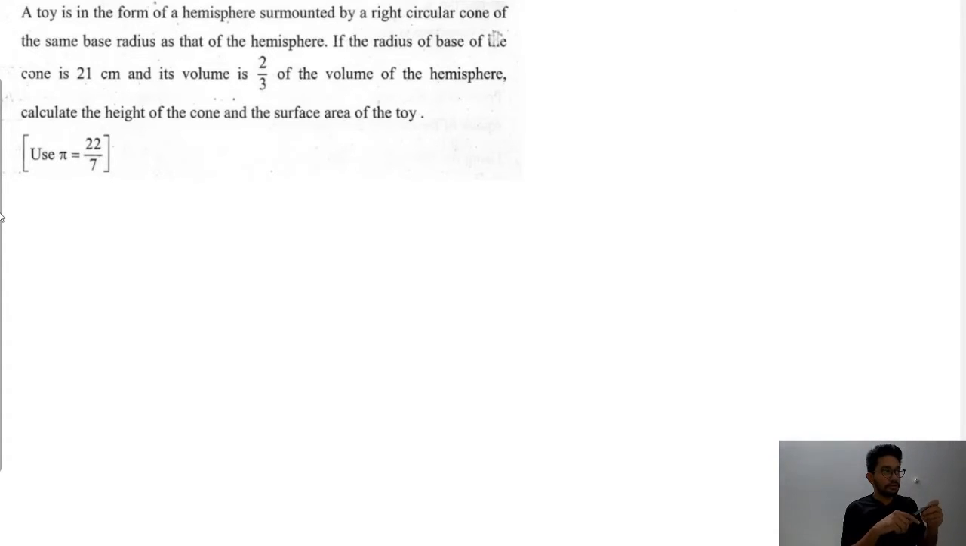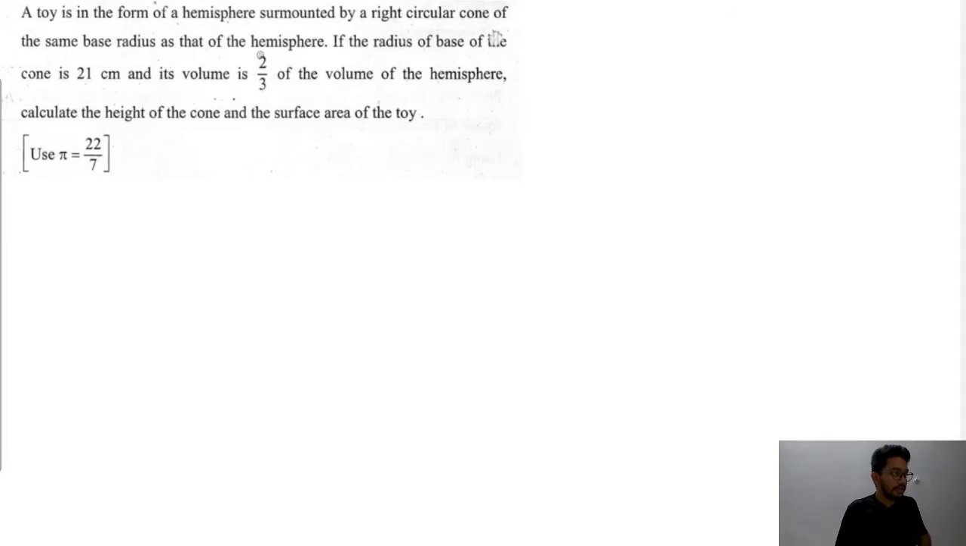So what we're given in the question is, we have a toy, and our toy is a combination of two objects. It has a hemisphere at the bottom and a cone at the top. So it's a combination of a hemisphere and a cone. Let's draw and see. And they've given one more thing, both of their radii are the same, and that the volume of the cone is 2 by 3rd of the volume of the hemisphere.